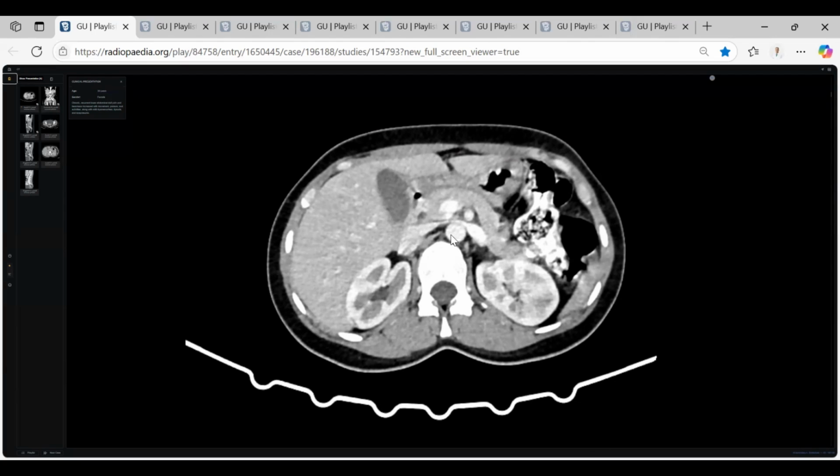So I think there's an anomaly of some vein. Yes, this is the IVC, this is the renal vein. One of the things is that it is passing abnormally between the SMA and aorta. Tell me the diagnosis. So this is nutcracker syndrome.